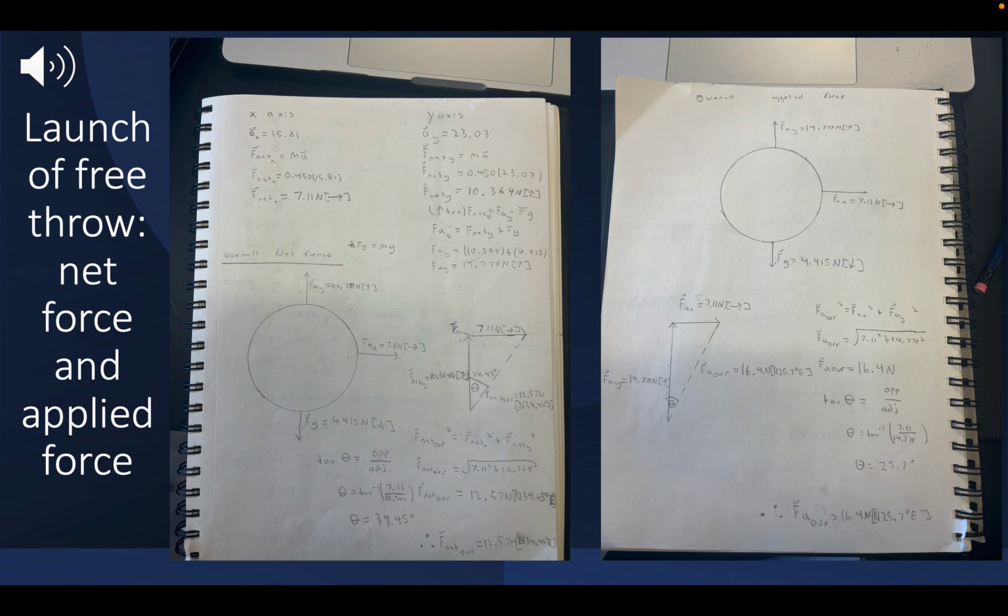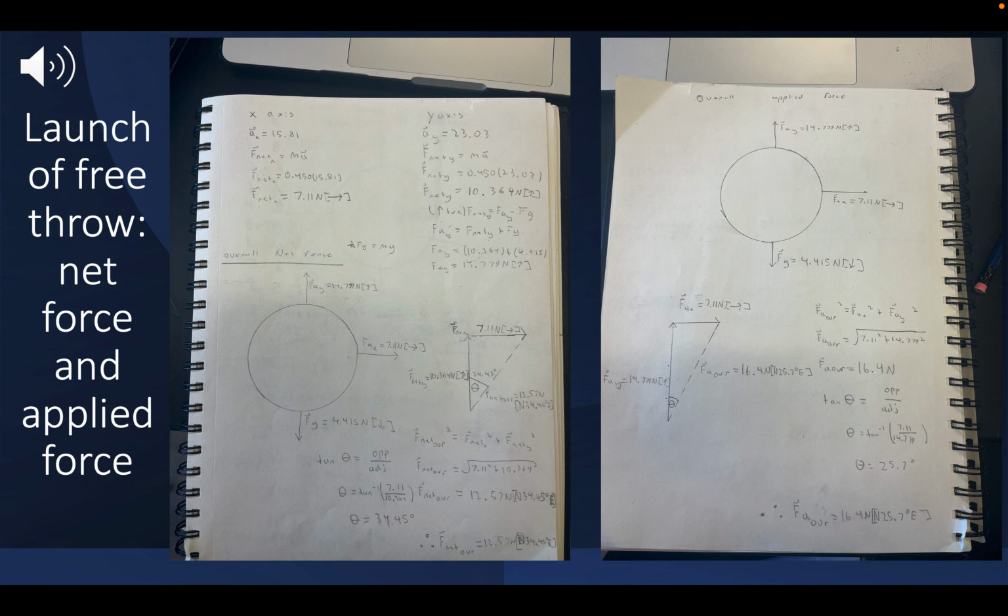Now we will find the net force in the y before finding the applied force in the y, since they are two different values, because we know that we must take into account the force of gravity. So to find the net force in the y, we will multiply the mass, which is 0.45, by the acceleration, which is 23.03 meters per second squared upwards. And this gives us a value of 10.364 newtons upwards.